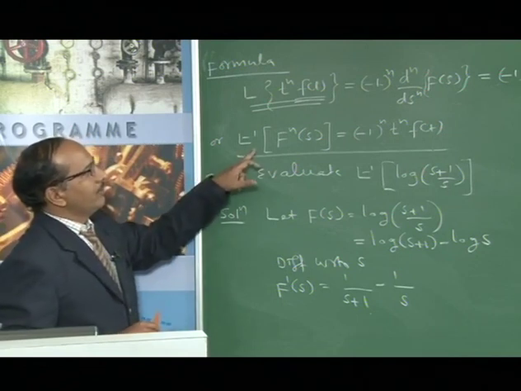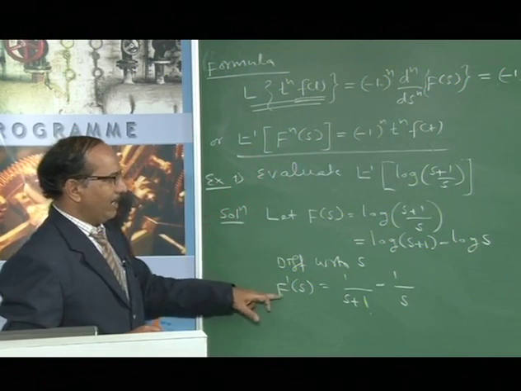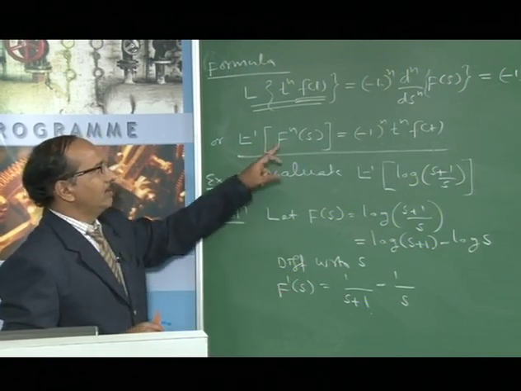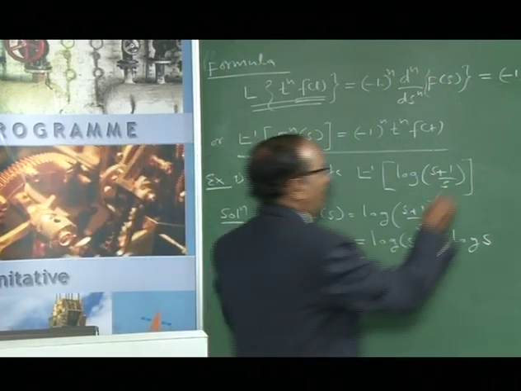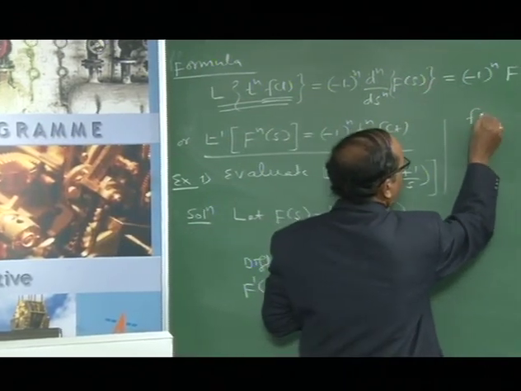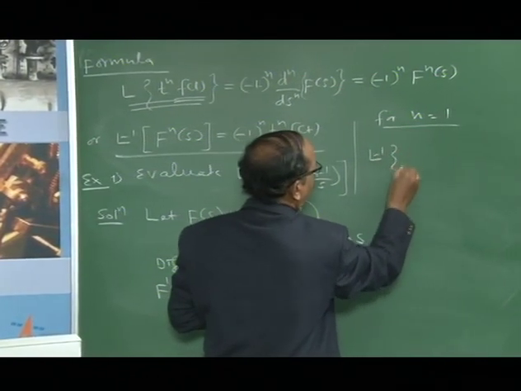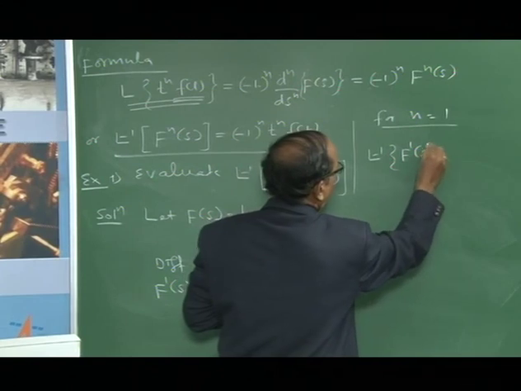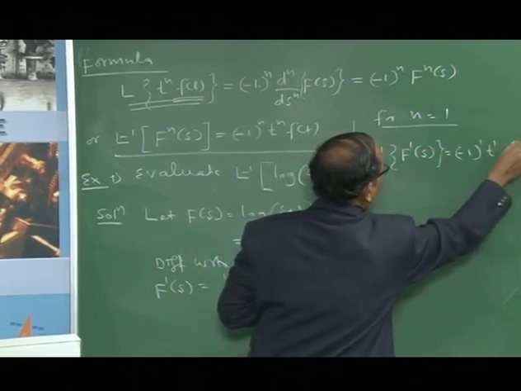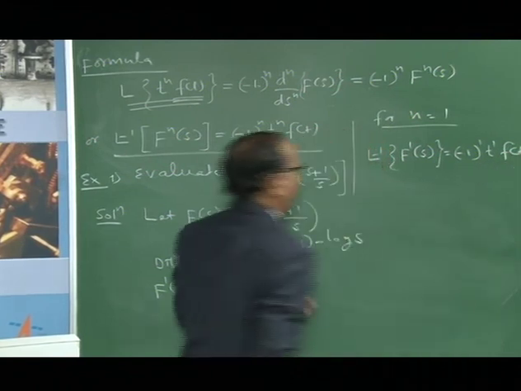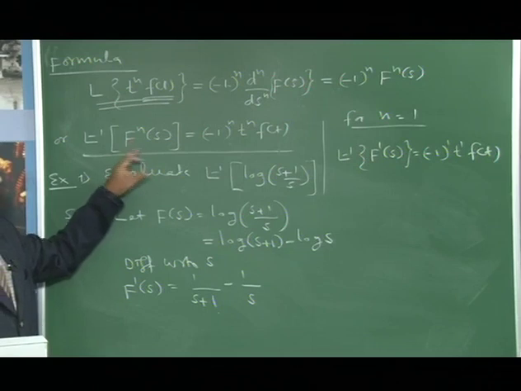Now, you refer to the main formula. I have differentiated once with respect to s here. So, putting n equal to 1, use this formula. For n equal to 1, the main formula is reduced to f1 s, that is f dash s, is equal to minus 1 raised to 1, t raised to 1, f of t. The main formula is reduced by putting n equal to 1 here.